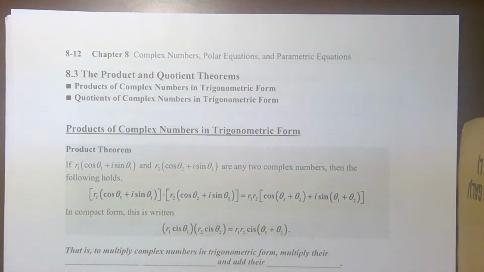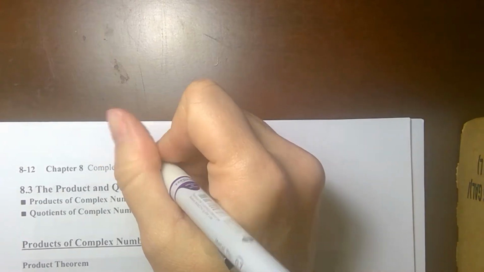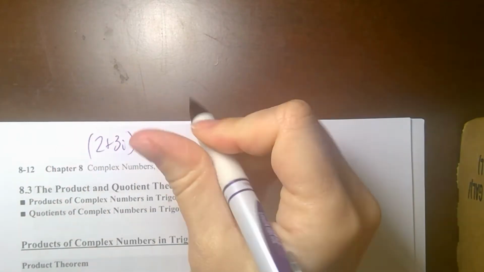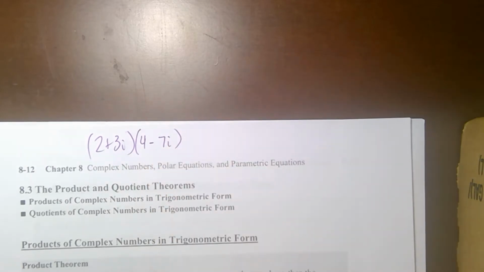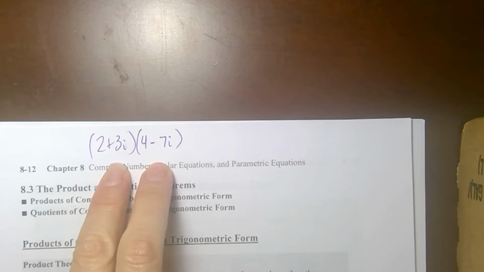In 8.3, we focus on multiplying and dividing complex numbers in their trig form. Now you know how to multiply and divide complex numbers in their rectangular form. If I gave you rectangular complex numbers, for example, let's say 2 plus 3i, and I told you to multiply that times 4 minus 7i, well, if I'm going to multiply these two complex numbers, I would just FOIL. We did that in 8.1.